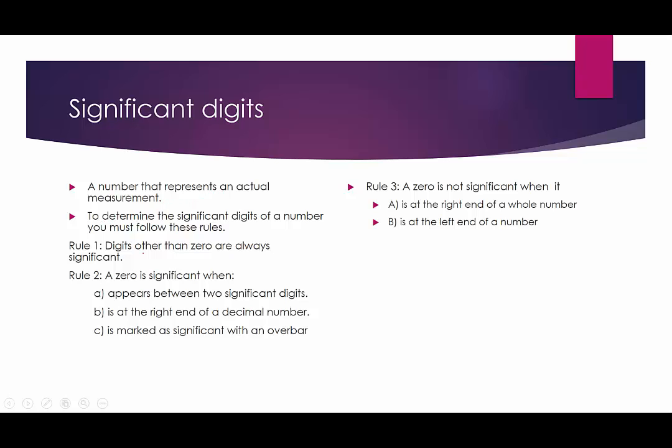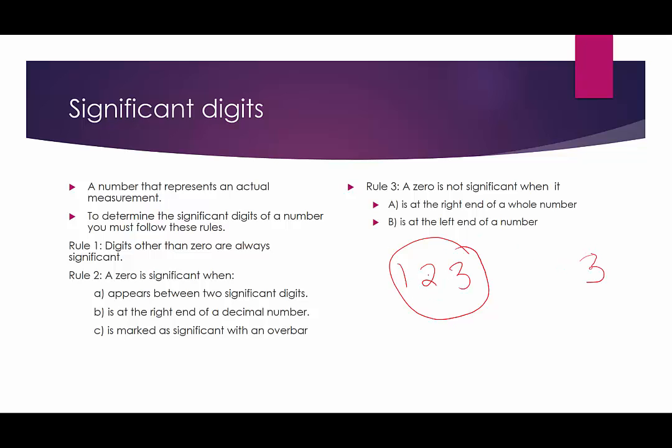And the rules that you use to determine how many significant digits are is rule 1, digits other than zeros are always significant. So for example, the number 1, 2, 3. If I ask you how many significant digits this is, you would say 3 significant digits because there are no zeros in this.